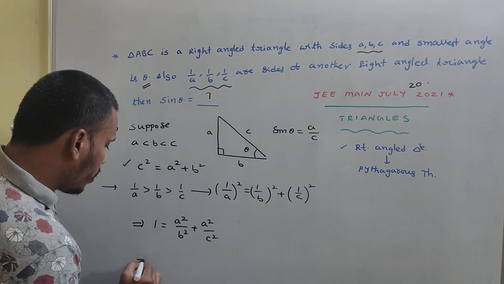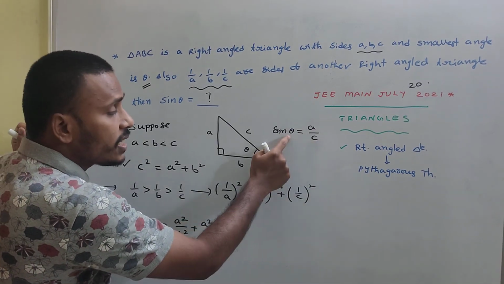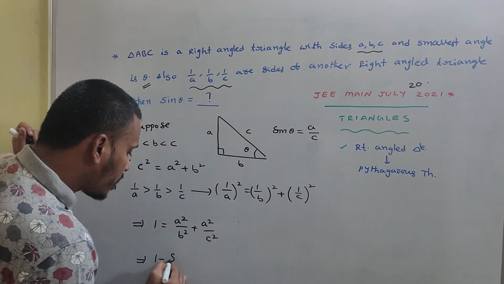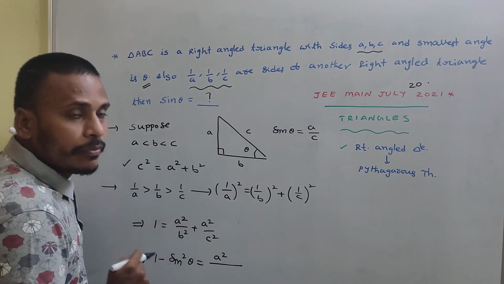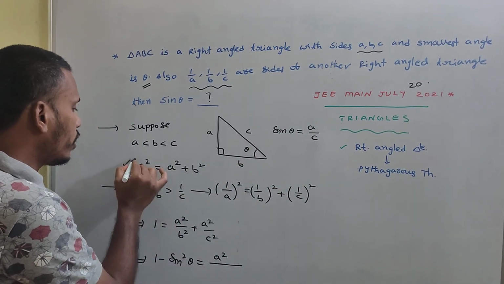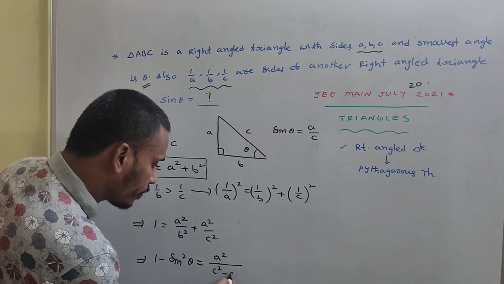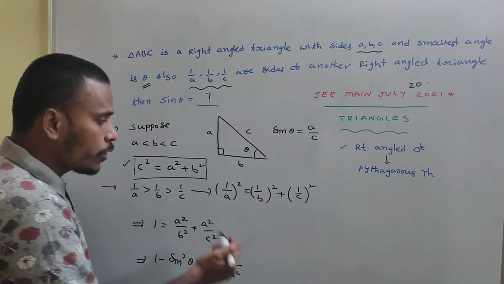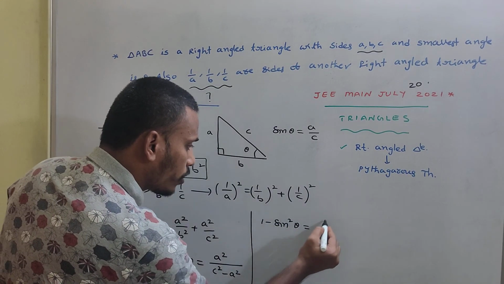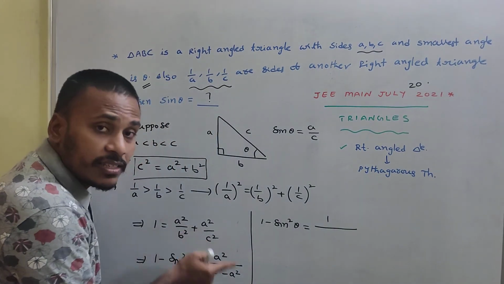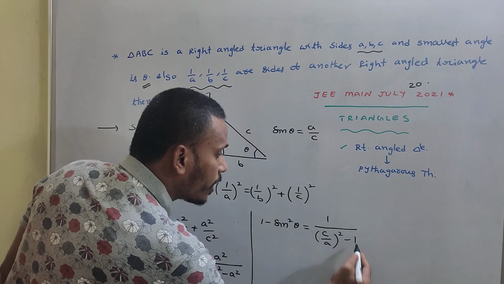So first of all, this implies 1 minus A square by C square. A by C is sine theta, so A square by C square is sine square theta, which is equal to A square divided by B square. I need A by C, so use this to rewrite B square as C square by A square. Now you just try to simplify. So 1 minus sine square theta is equal to 1 divided by, you just send this A square to the denominator, it will become C by A whole square minus 1.